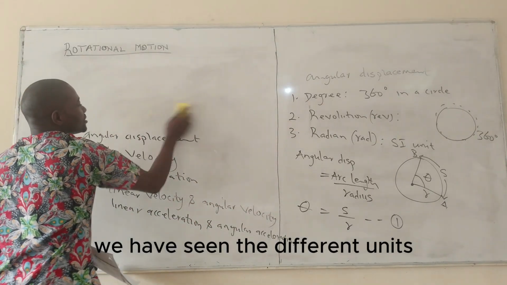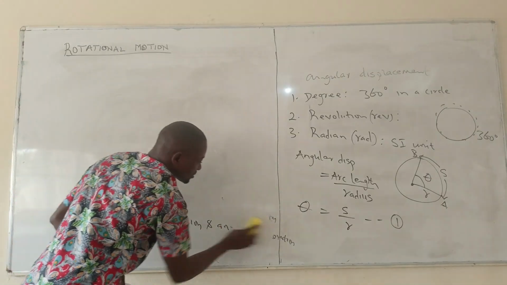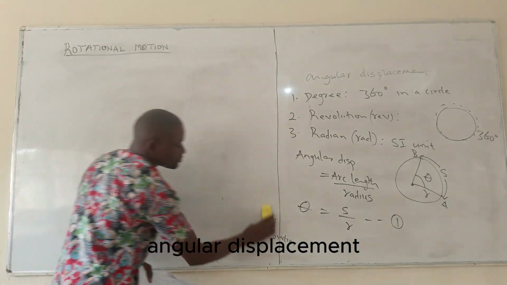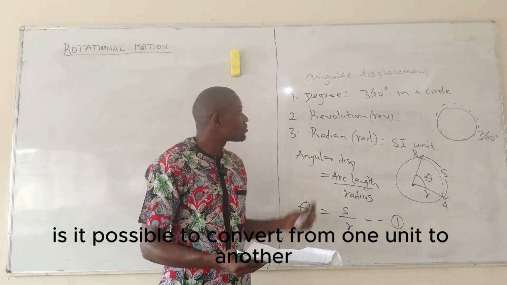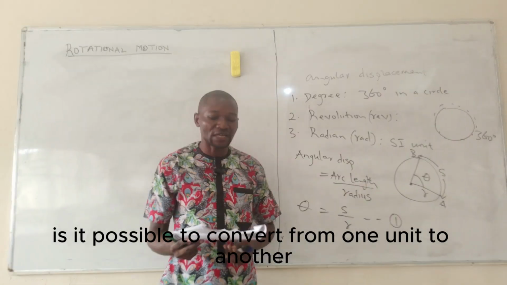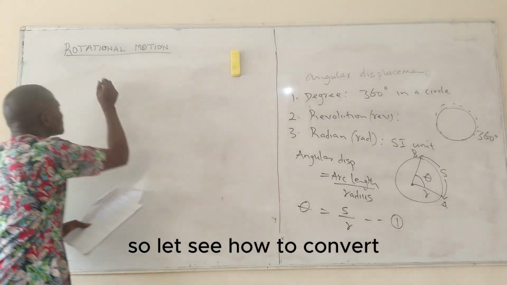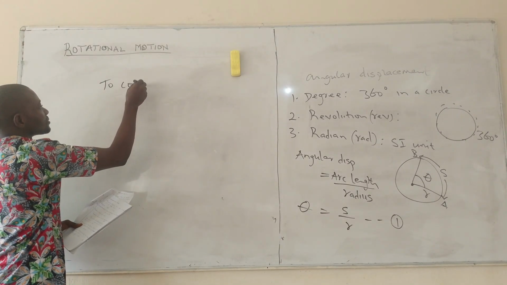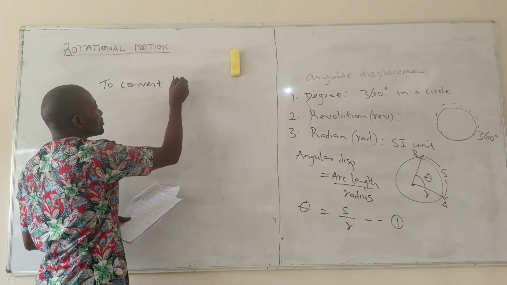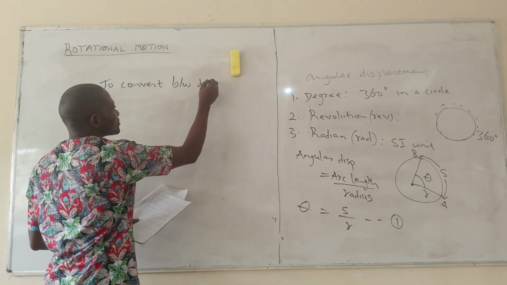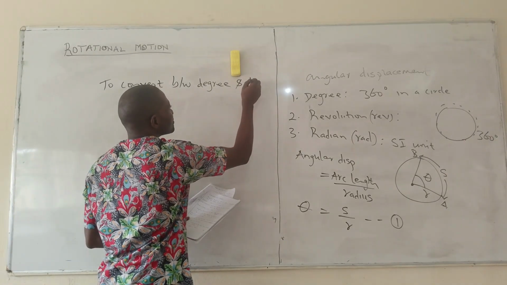We have seen the different units in which we can express angular displacement. So let's see, is it possible to convert from one unit to another? Let's see how to convert between degrees and radians.